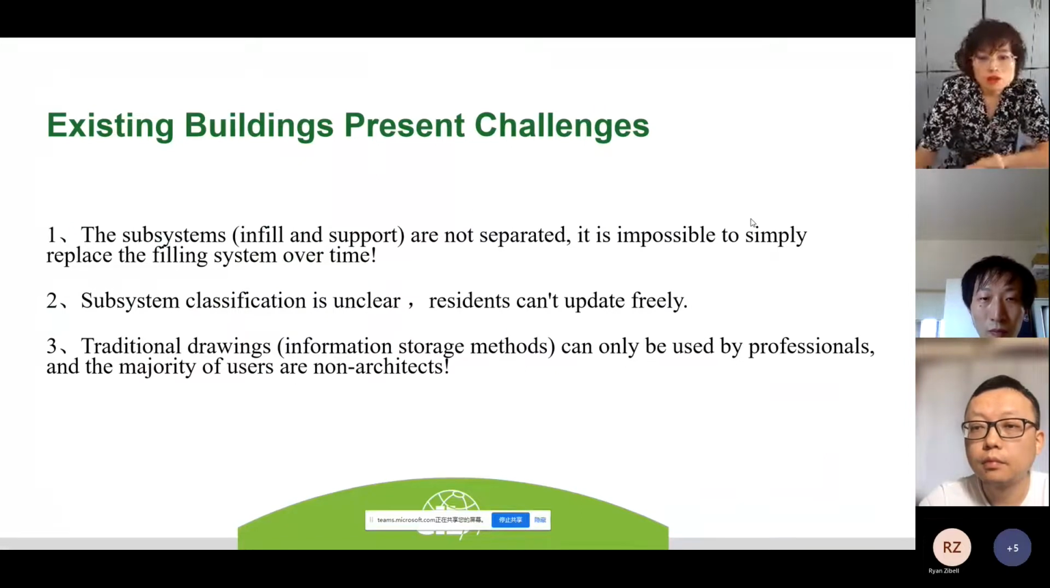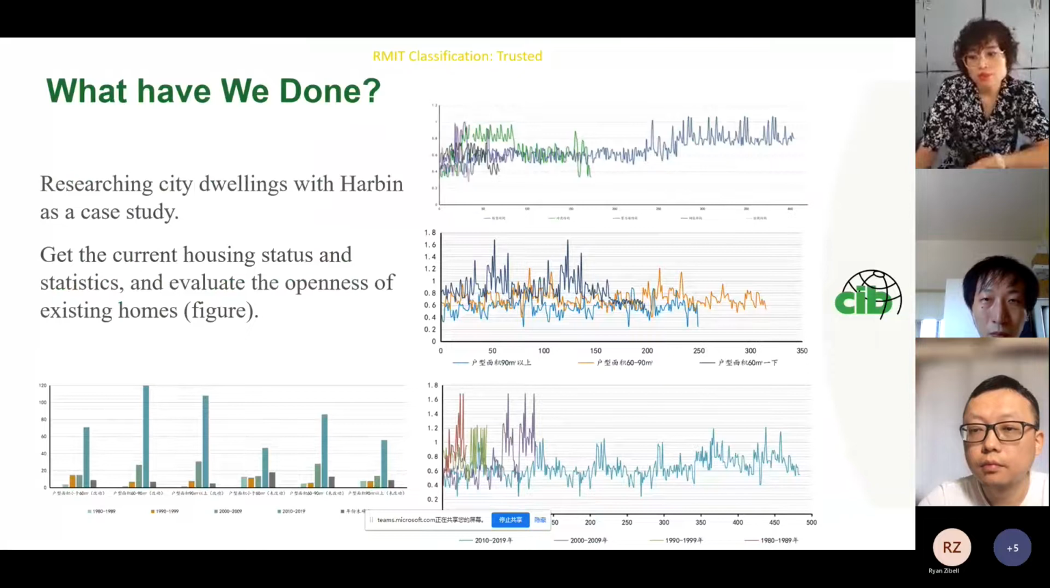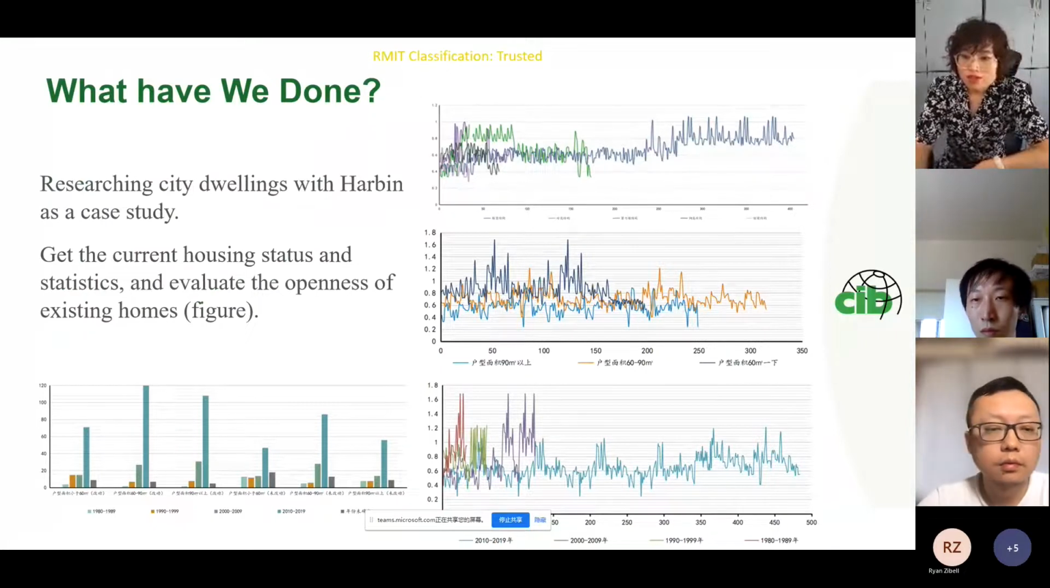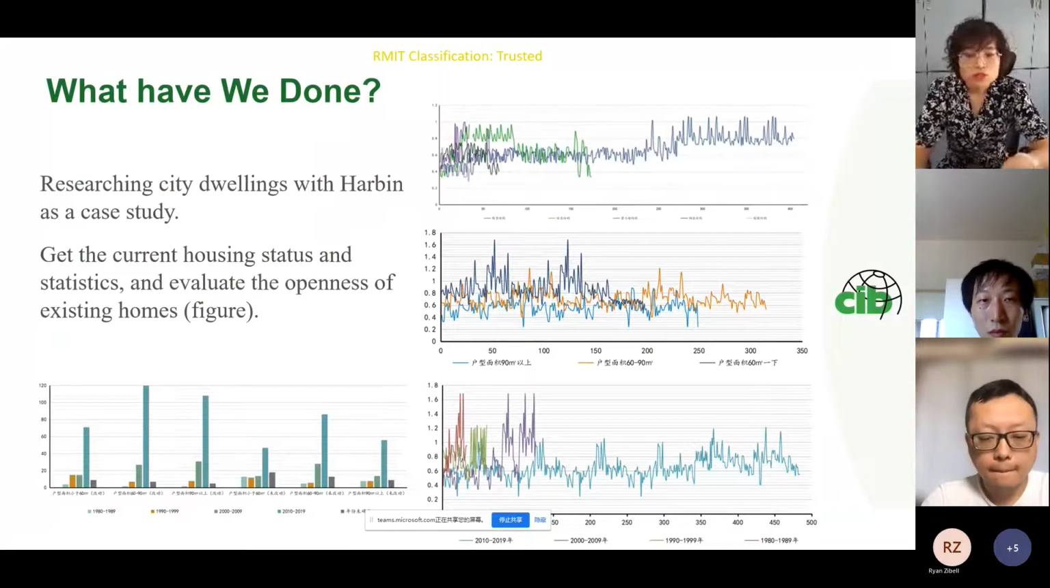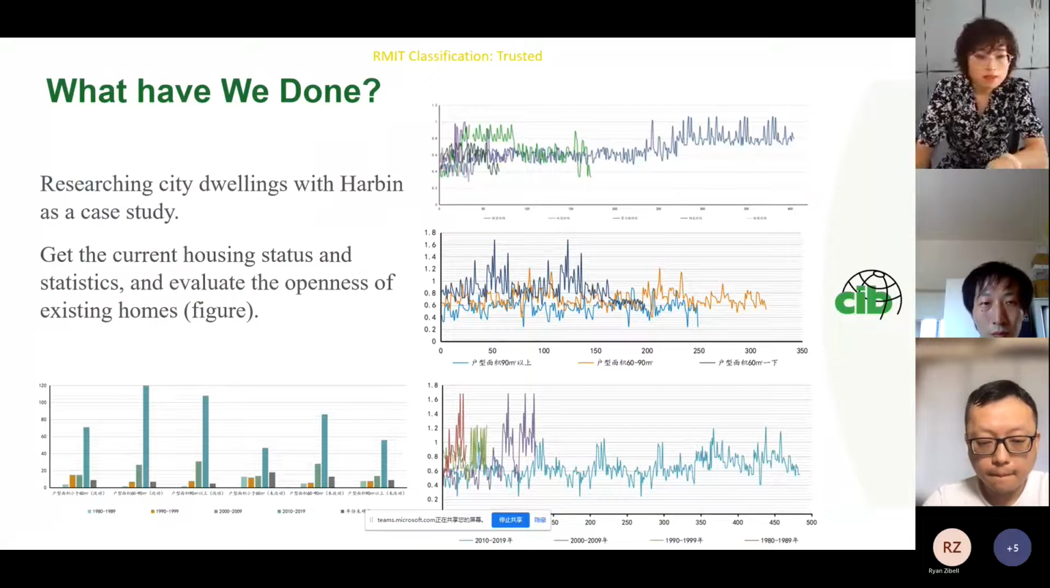On the above three questions, we have done some research. Researching city dwellings with Harbin as a case study, we find out the current house situation and make some statistics. Then we evaluate how much space is flexible. The results of the evaluation are shown in the figures.